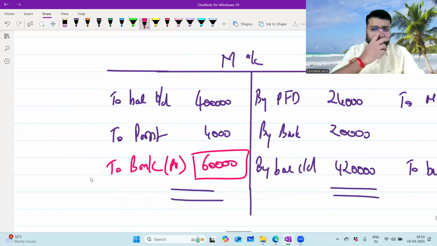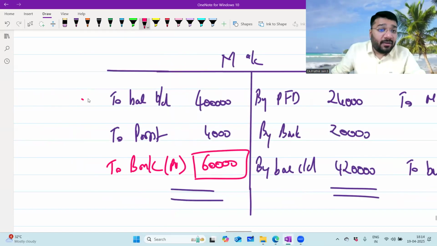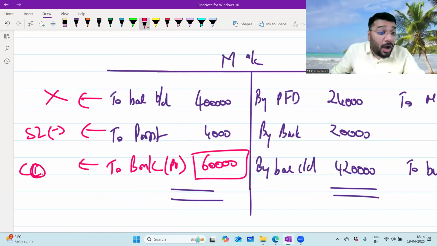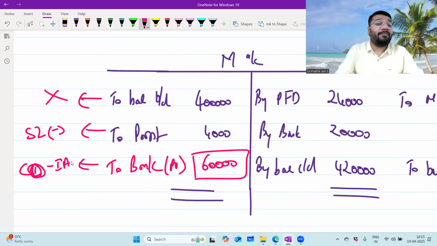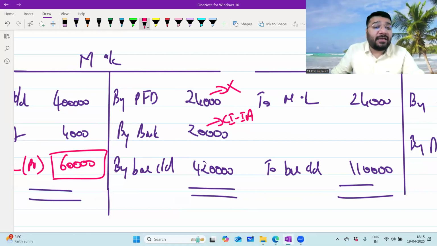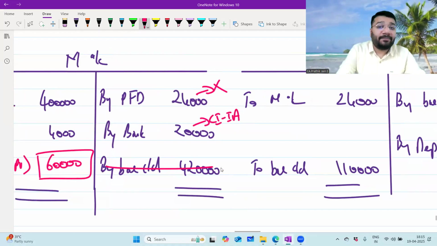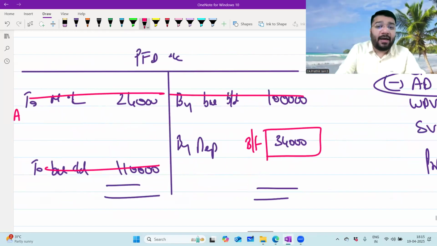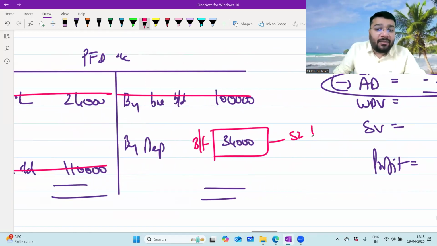Please tell me, where will this go in the cash flow statement? We have to minus it from operating activity. Wonderful. Is this a cash inflow or outflow? It is an outflow of the investing activity. Then PFD: nowhere. Bank: cash inflow, investing activity. Closing balance: nowhere. Opening balance, closing balance: nowhere. This transfer entry also goes nowhere. Here, I will add back.